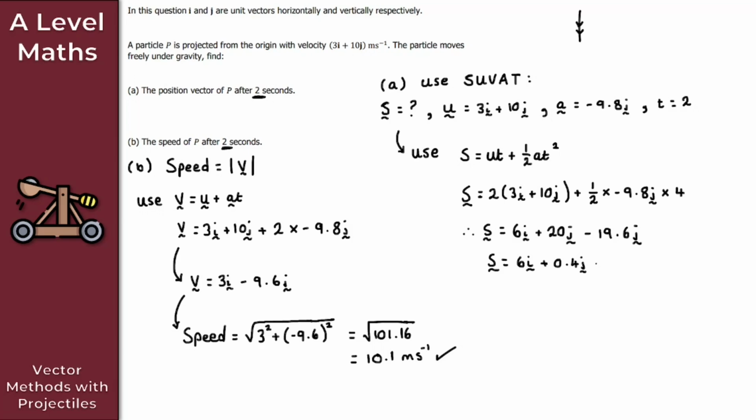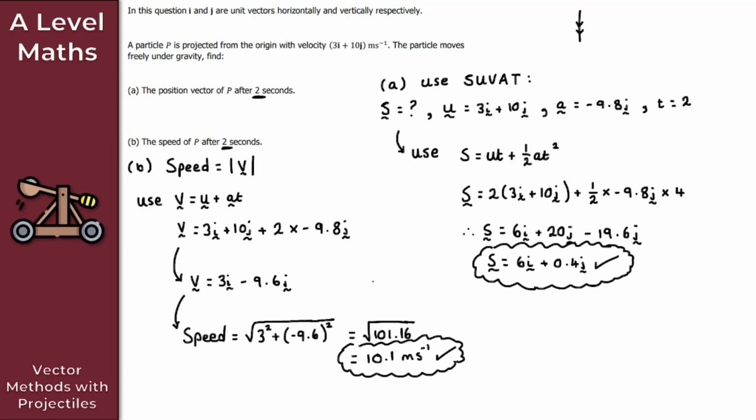And this here then is the solution to part A. So let me just highlight these here, like so, just so you can see them a little bit more clearly. That's the solution to part A. And this here then is the solution to part B. Okay. So there we have it.